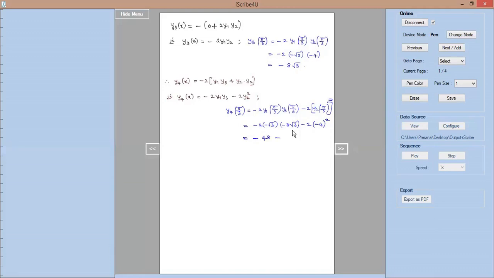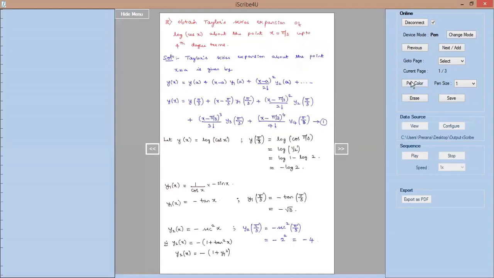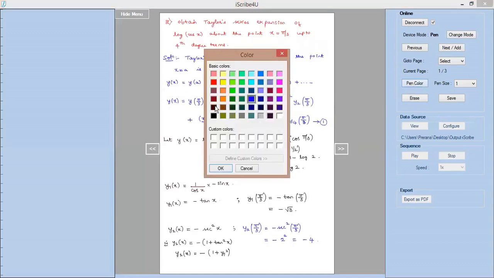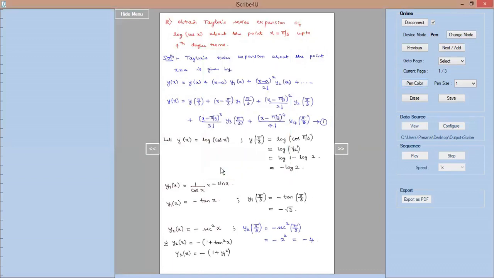Minus 4 whole square gives us 16, 16 twos is 32. So we have minus 32. Minus 32 minus 48 gives us minus 80. So these are our required answers, what we have already obtained. I'm just marking that for you.